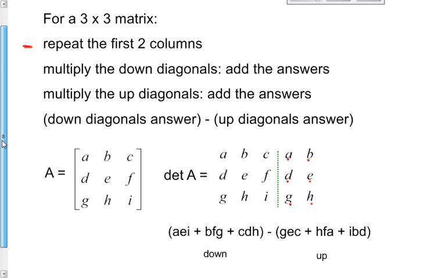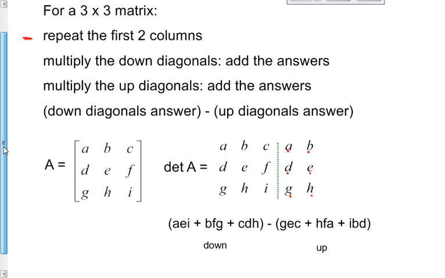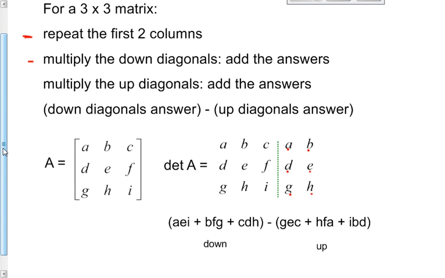Now, to do the actual determinant, I'm going to multiply the down diagonals together, and then I'm going to add those numbers together. So where are the down diagonals? Starting in the upper left, A, E, I. The next one is B times F times G. And the next one is C times D times H. Those are all the down diagonals. So I multiply down, down, down. I add all of those numbers together.